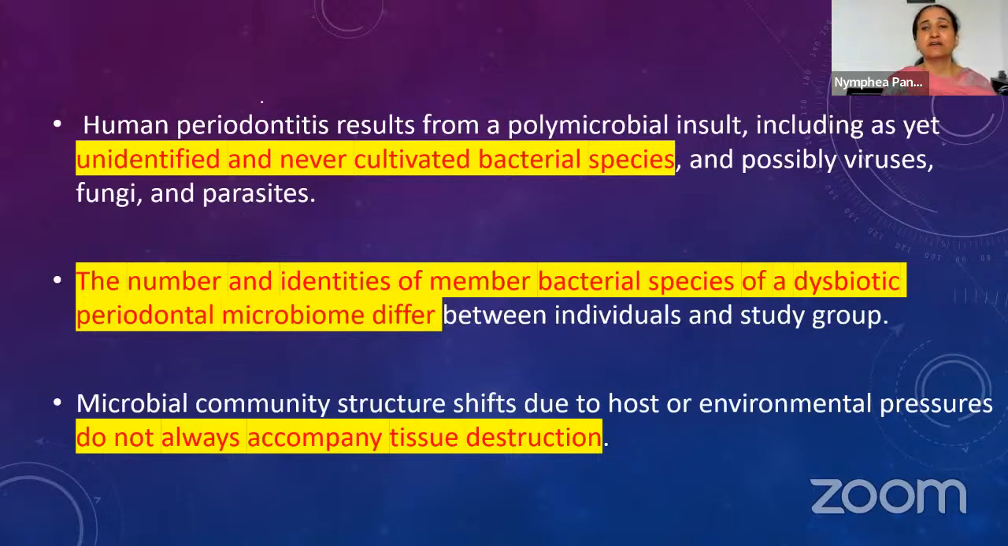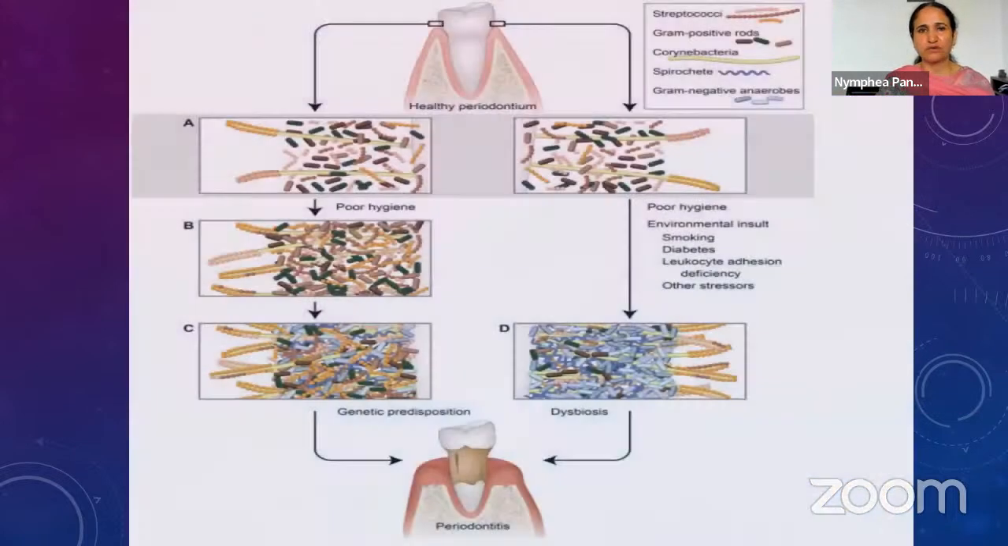We have seen that it is a polymicrobial insult, and we have many organisms which may be unidentified and have never been cultivated. The number and identities of the member bacterial species of the dysbiotic periodontal microbiome differ between individuals. We don't have the same type of dysbiosis in all individuals, and even if there is diversity and dysbiosis, it doesn't cause disease in all individuals. So there are many drawbacks to this dysbiosis concept.